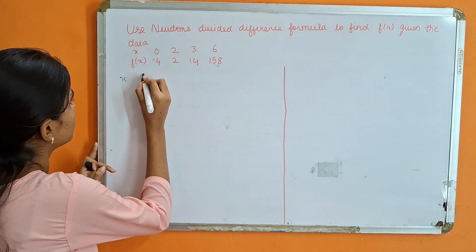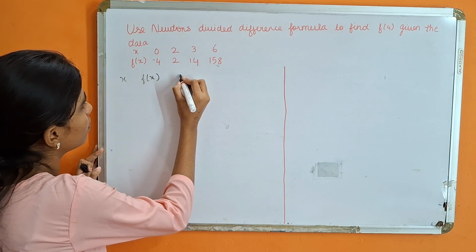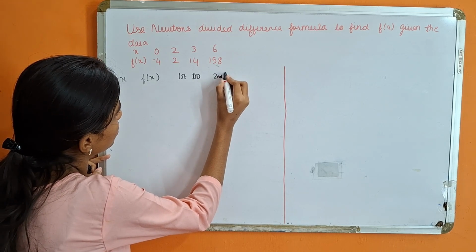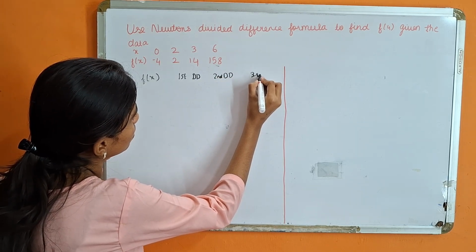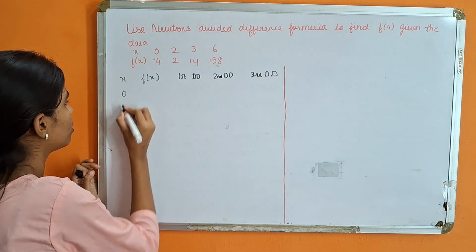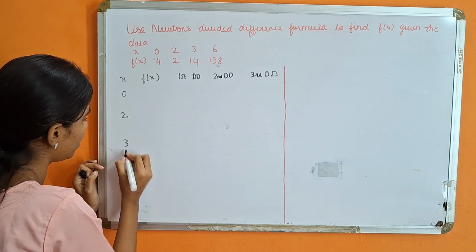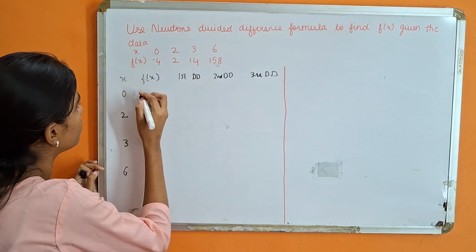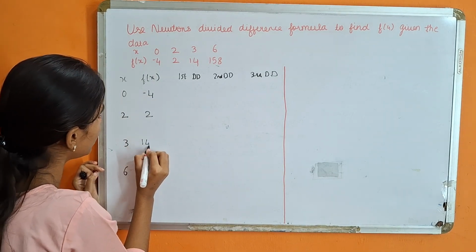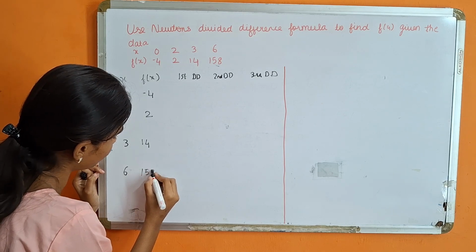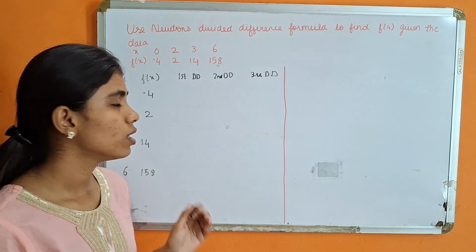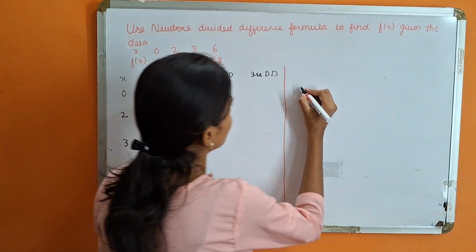First we'll write x, f of x, then we'll write first divided difference, then second divided difference, and third divided difference. I'll tell you how to find this. X we know 0, 2, 3 and 6, and we know f of x also: -4, 2, 14, 158.